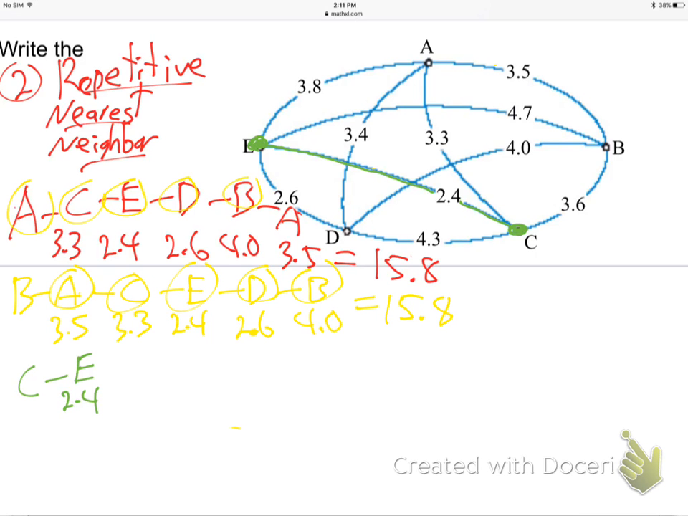From E, yeah, it looks like D. 2.6 to D, huh? And then from D, we only have two options now. It's either going to be A or B. Which one of those is lower? A is 3.4.